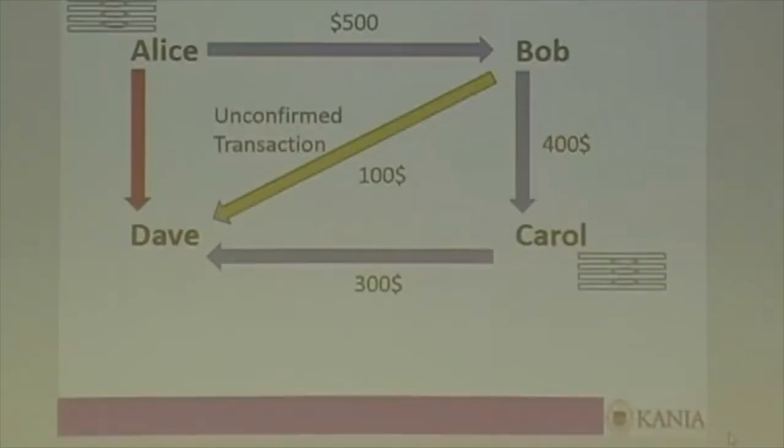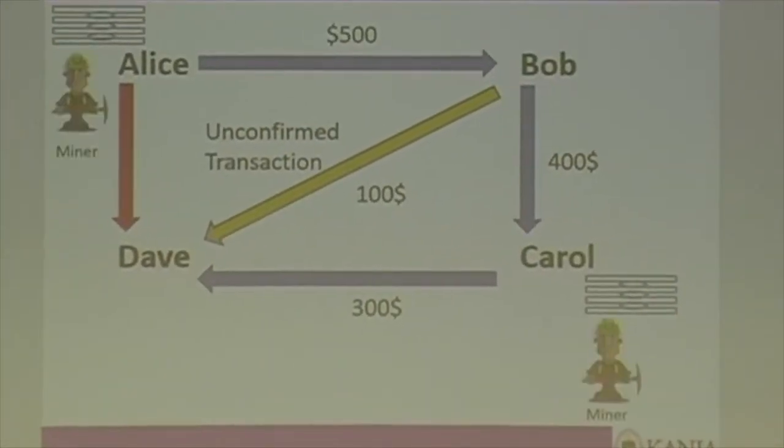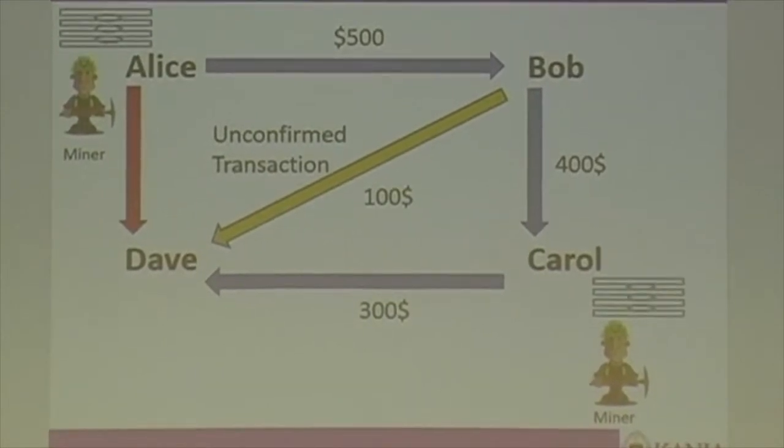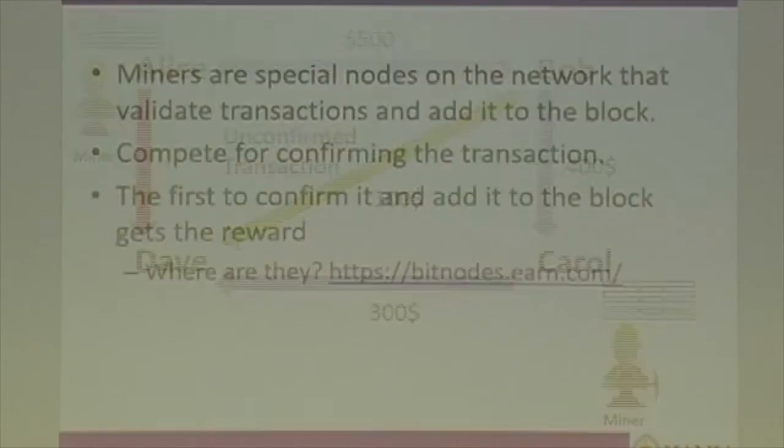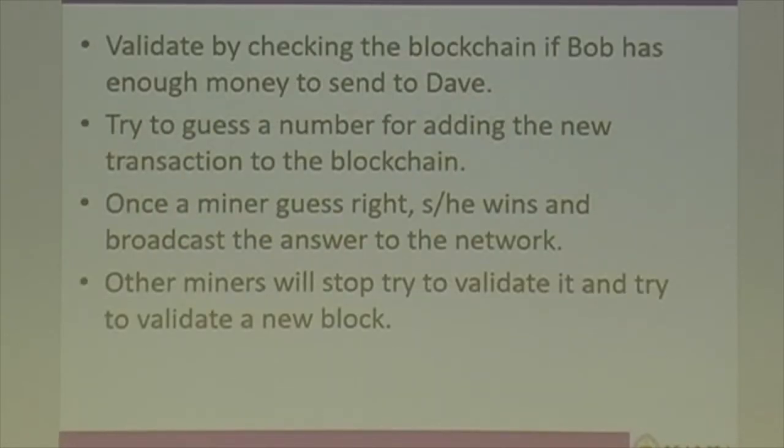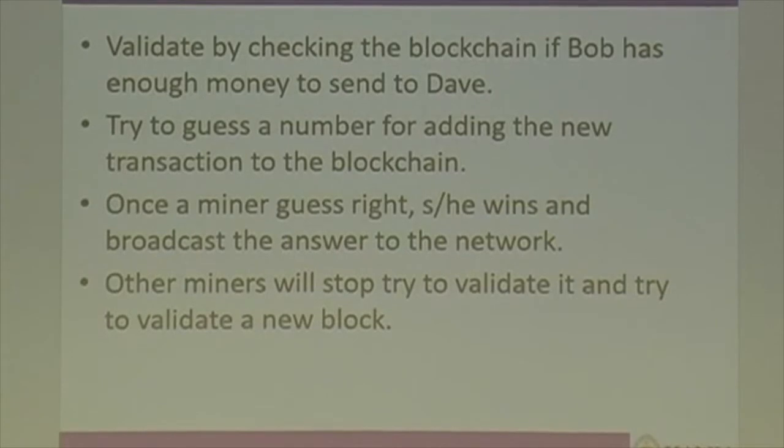Now, if we want to confirm a transaction between Bob and Dave, miners come into place. They evaluate this transaction. They validate that Bob has money, Dave has money. They check the blockchain if Bob has enough money to send Dave, and they try to guess a number for adding a new transaction on the blockchain. So this is a guessing part. It's just a chance, right? And then once a miner guesses right, they win and broadcast the answer to the network. Everyone else stops trying to validate a new coin.